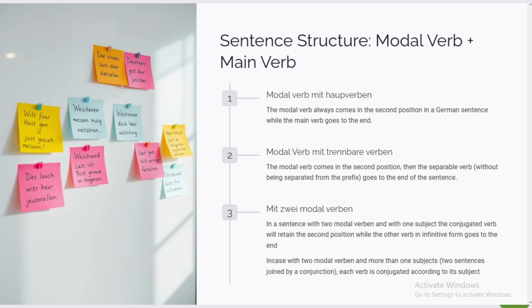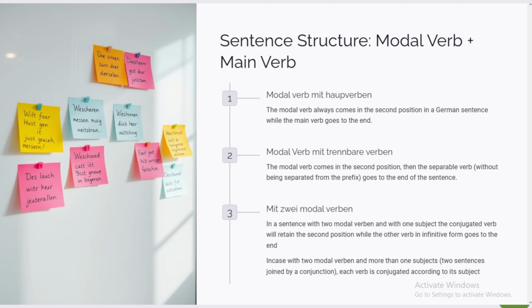Another thing is that when we have two modal verbs in the same sentence, an example, we have a verb like wollen, we have können in the same sentence. If there are two sentences joined together with a conjunction, each modal verb will be conjugated. An example, ich will ins Kino. You want to say, I want to go to the cinema hall, but I cannot today in the evening. Ich will ins Kino gehen, aber kann heute Abend nicht. Note that these are two sentences joined with the aber.